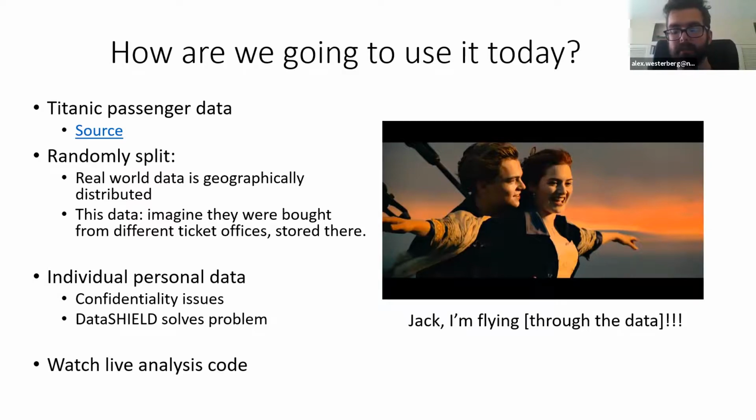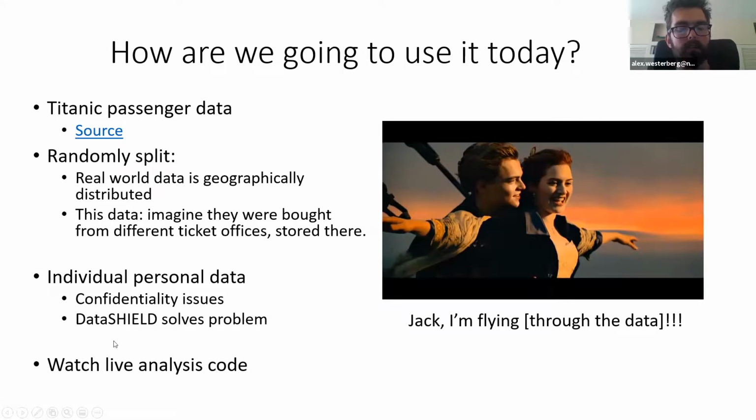So if the Titanic in 2021 had passenger data, then those are real living people. We do have to respect their confidentiality. Say that they had bought those tickets from 2 different ticket offices, and then the logs of those purchases were stored there. Then we would connect to each ticket office's server and analyze the data there and bring the results back to us. So this is a good situation for DataSHIELD to solve a problem.